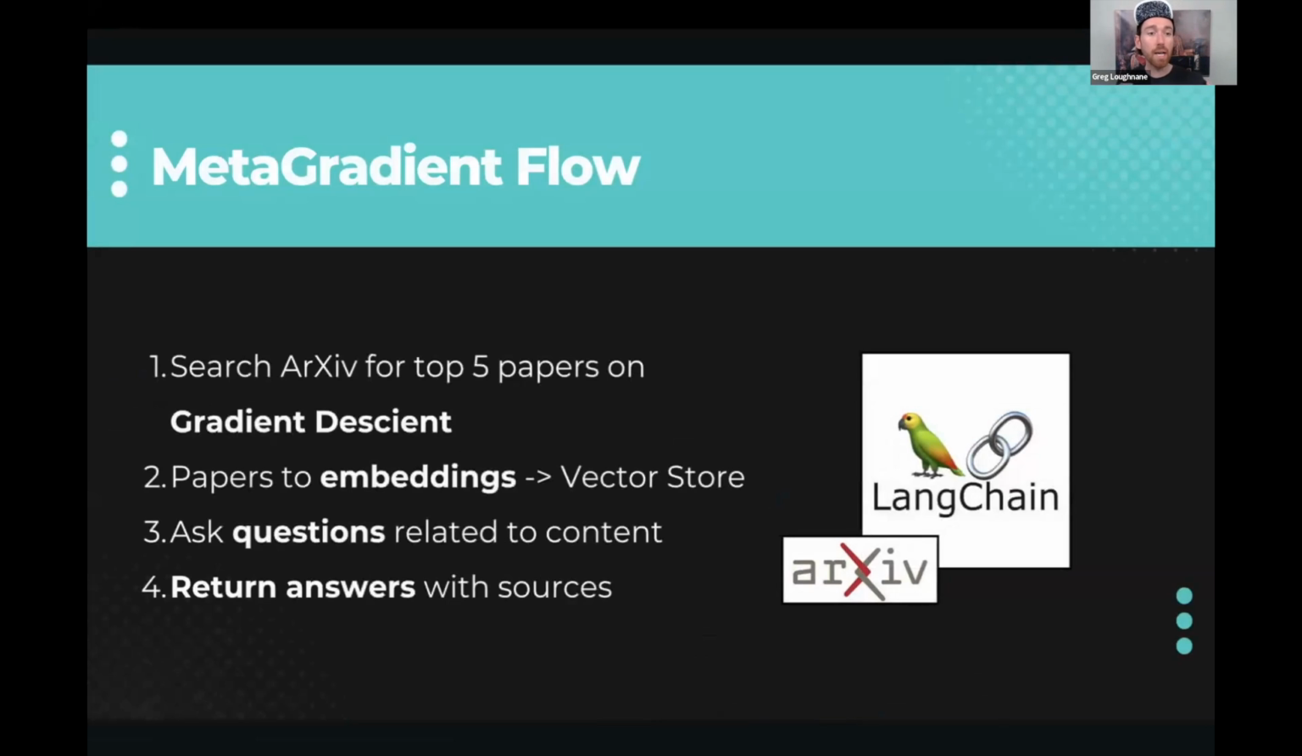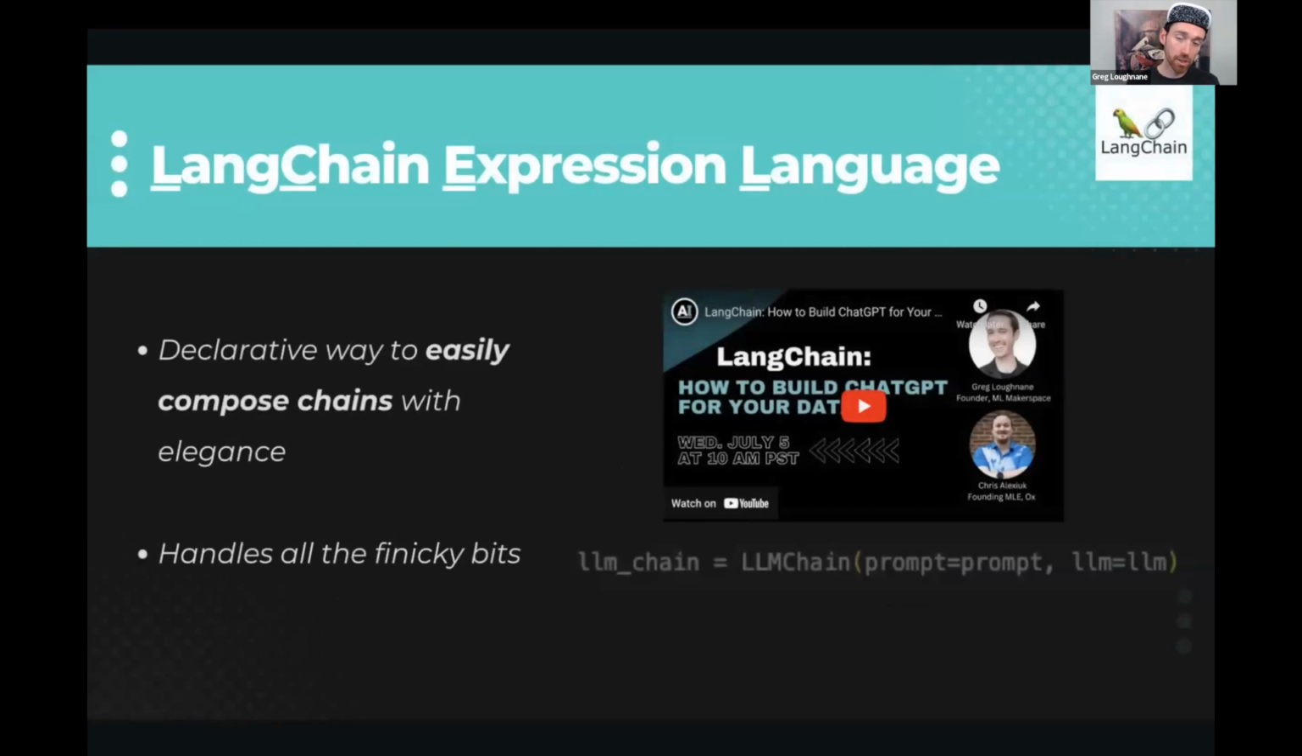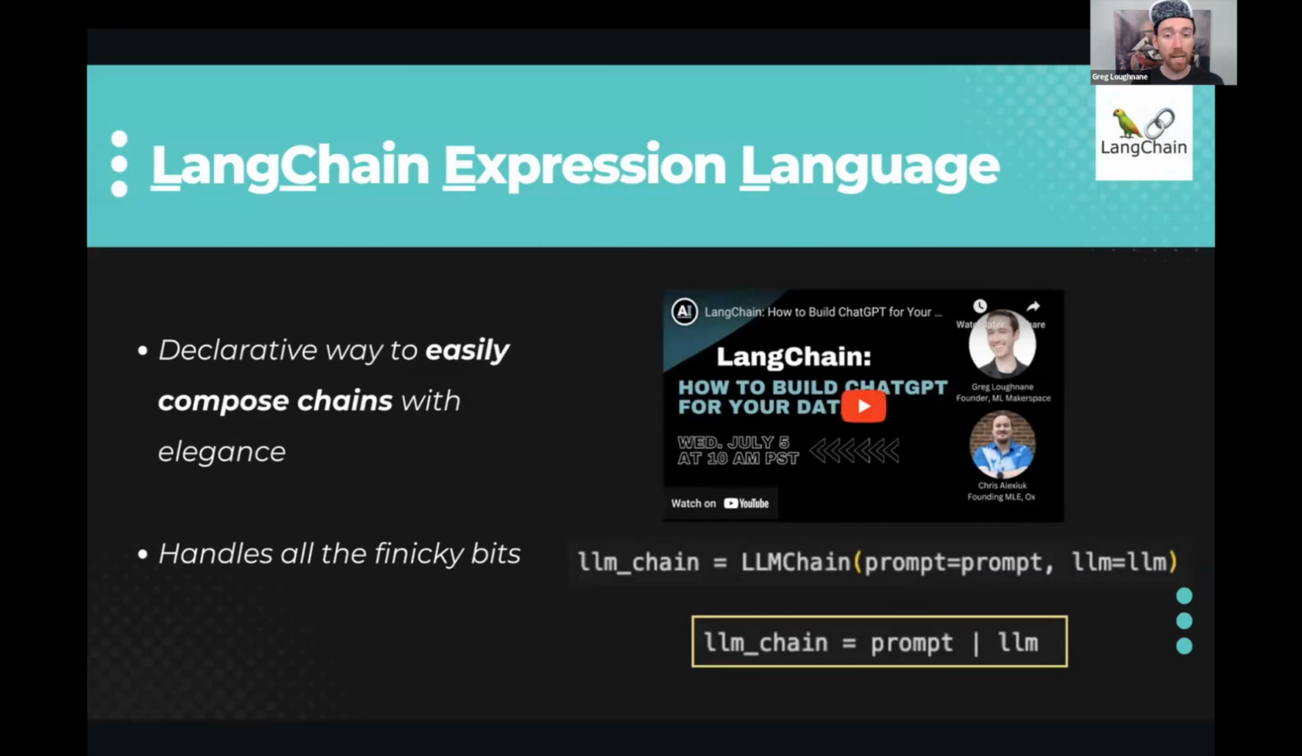Finally, we're going to allow this sort of meta gradient flow where we search the top 5 papers on arXiv for gradient descent. We're going to go ahead and get those things into our RAG system by turning them into vectors that we can search for similar things within. We're going to be able to return sources. And of course, as Chris mentioned, he showed both the LangChain classical and the LangChain Expression Language.